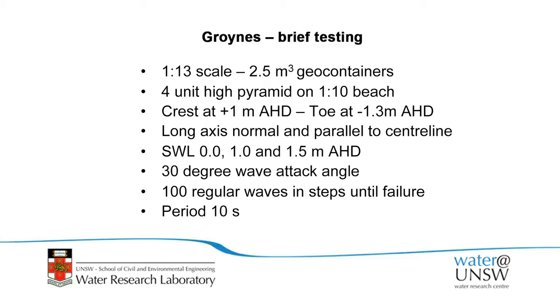For this limited testing, all we did was have the waves hitting the groin at 30 degrees. So instead of coming square on, which we'd call 0, they were at a 30-degree angle. That's indicative of more of a wind swell situation, not a really long period swell, but nevertheless a 30-degree wave angle. All we did was use 100 regular waves, just monochromatic waves, 100 of them until we failed it. And we just used a wave period of 10 seconds, which is pretty typical for what you'd use on East Coast Australia for something that's not intended to live for a long time.